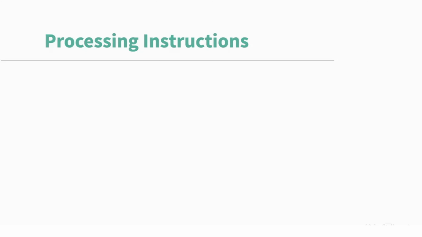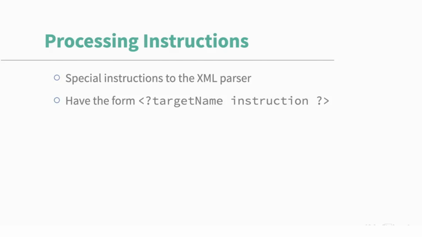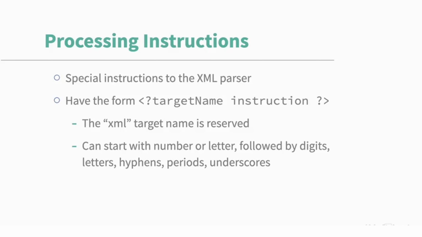Processing instructions are a way for XML content to deliver special instructions to the XML parser itself. They have the form of an opening angle bracket followed by a question mark with a target name and an instruction, followed by a question mark and a closing angle bracket. And if you're paying attention, you might be saying to yourself, well, wait a second, that's the same format as the XML document declaration. And you're right. The XML target name is reserved because it's part of the document declaration, but a processing instruction can start with a number or letter and be followed by digits or letters or hyphens, periods, and underscores.